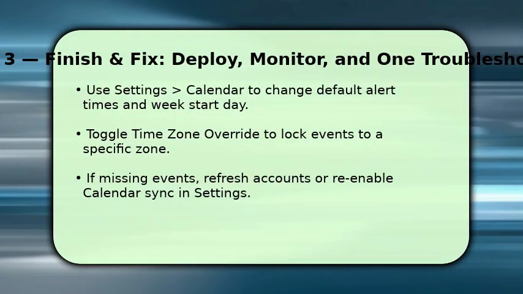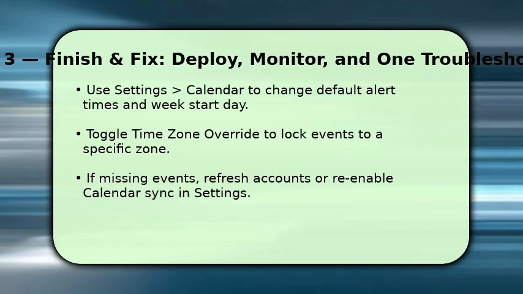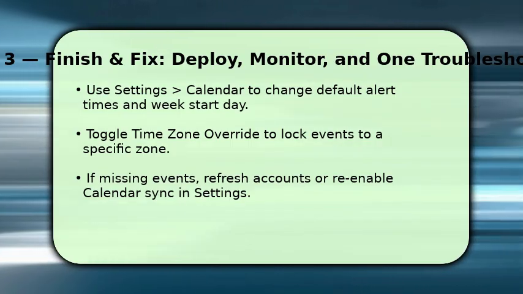Finish by refining defaults. Open Settings Calendar to set default alert times and choose the week start day, which alters how the month and week views align. Toggle time zone override if you need events to stay fixed to one zone, helpful when traveling.